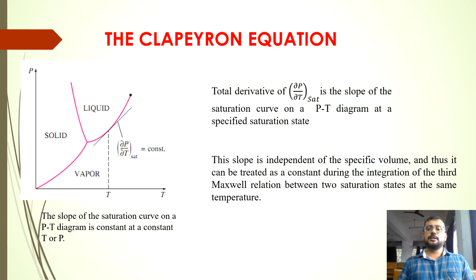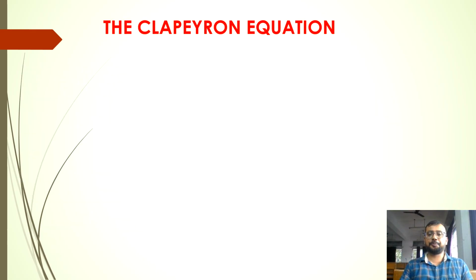And the total derivative (dP/dT) saturated is the slope of the saturation curve on a P-T diagram at a specified saturation state. This slope is independent of the specific volume, and thus it can be treated as a constant during the integration of the third Maxwell relation between two saturation states at the same temperature.